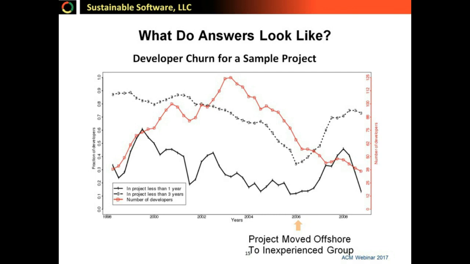And the dark black curve down at the bottom shows you the number of developers with less than 1 year experience on the project. The upper black line, which actually has little trees in it, I don't know if you can quite see that, shows you the fraction of developers that have less than 3 years experience in the project. So you can see over time, the project is gaining more and more experience.